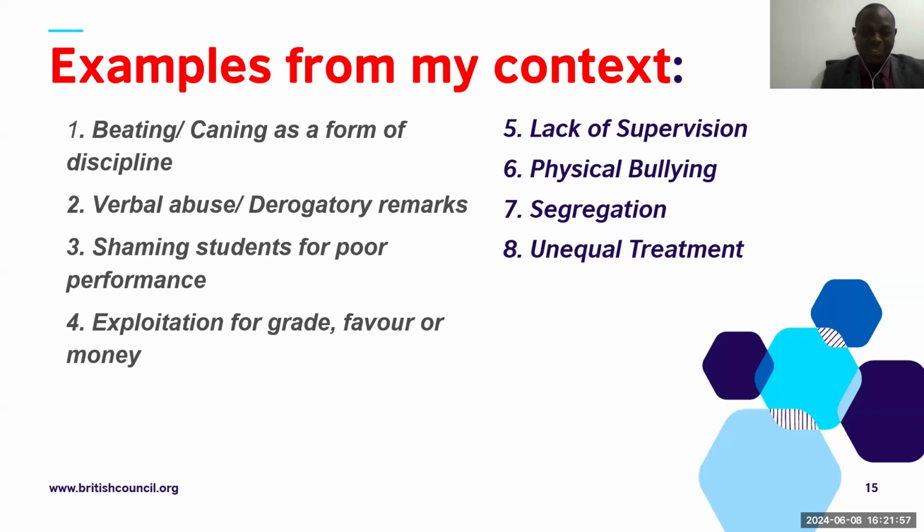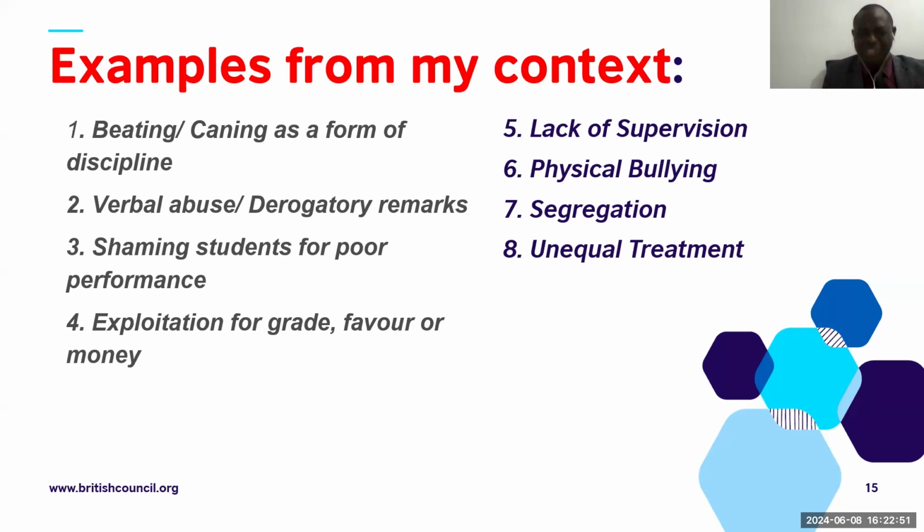Okay, so I want to speak this time around from my own context, living in Lagos, Nigeria. Examples of child abuse in my own country: we are beating, caning as a form of discipline. Verbal abuse, use of derogatory remarks. Shaming students for poor performance, especially on assembly. Exploitation for grades: a teacher, a lecturer wants to get money from the students for grades, or favor. It's child abuse. As educators, we don't do that.